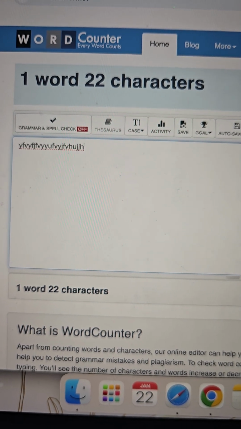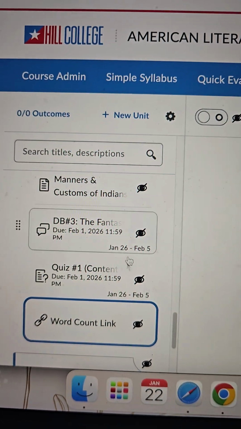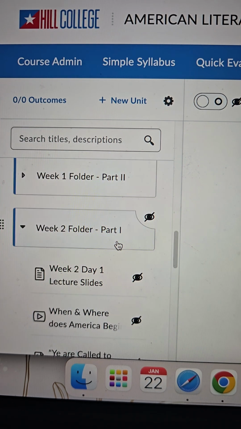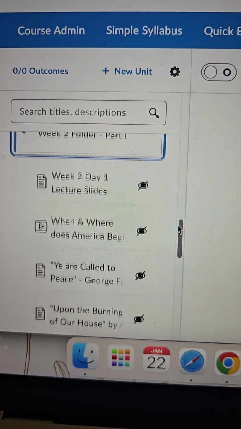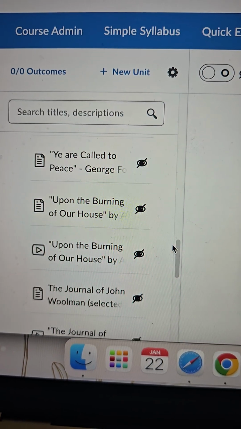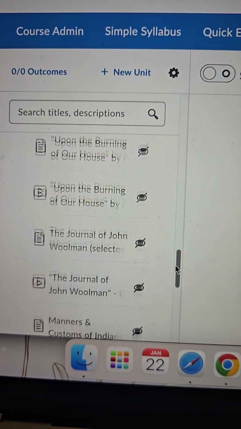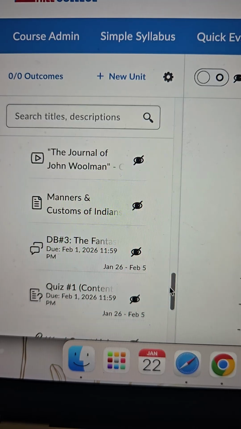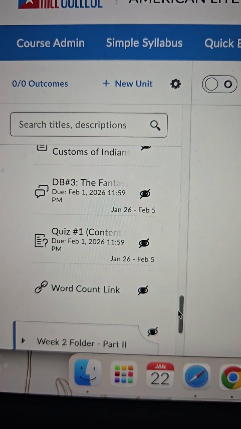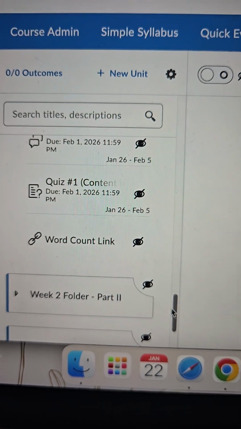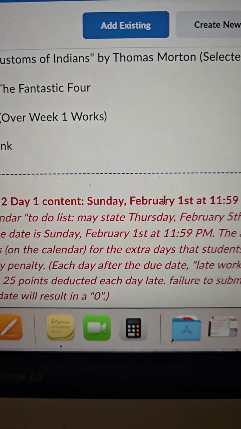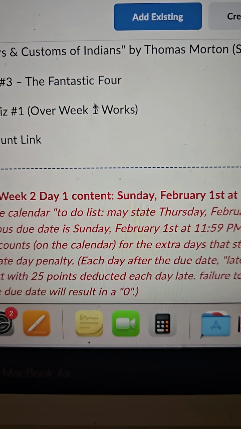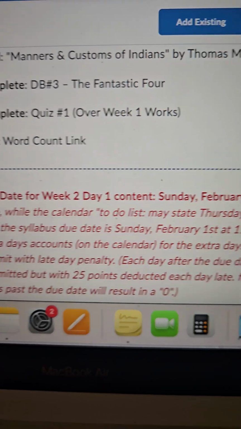They just use it to count the words and then go back in. But this is everything for week 2, part 1: lecture slides, video, readings, George Fox and Bradstreet, John Woolman, Thomas Morton, discussion board, quiz, and word count. Its due date is week 2, day 1, which is Sunday, February 1st. So that's continuing on as if it was part 1 of week 2.